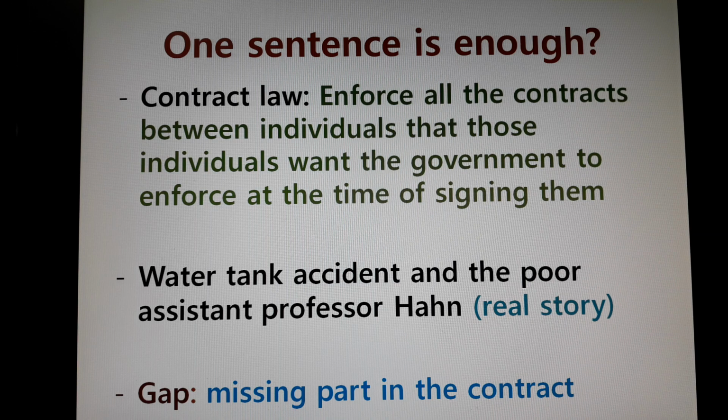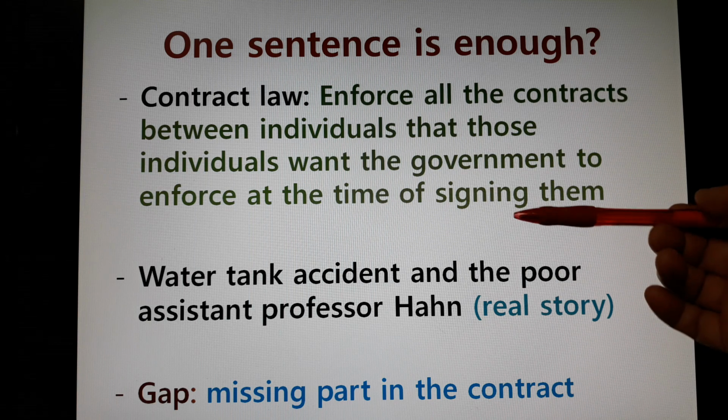So, contract law in a sense is just this. Enforce all the contracts between individuals that those individuals want the government to enforce at the time of signing them. By enforcing the promise, people can trust each other and make a living based on promise, no longer afraid of the other party breaking the promise.